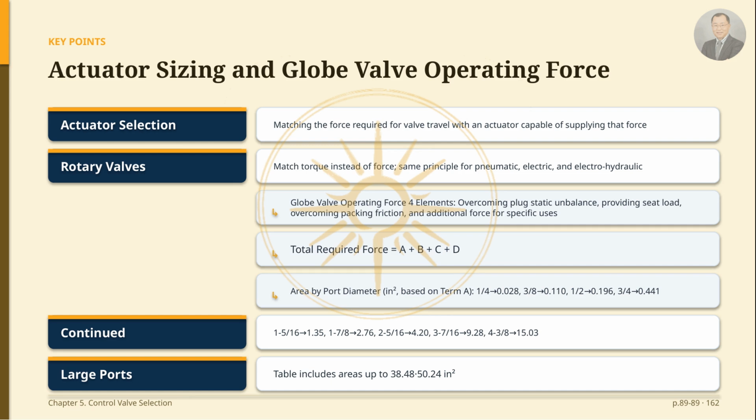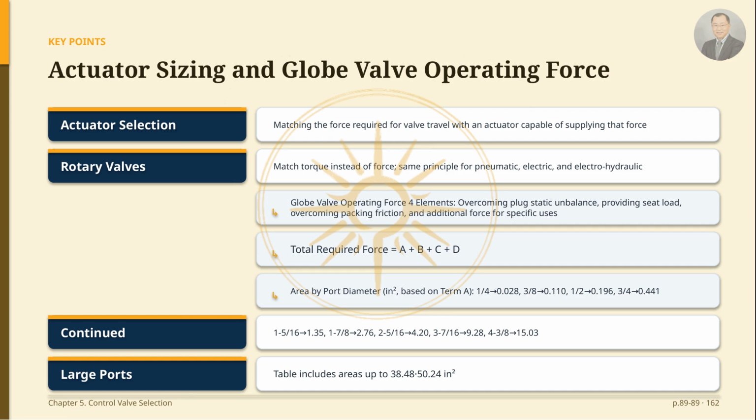A table is also provided showing the area by port diameter, which serves as the basis for calculating the unbalanced force in term A. A quarter inch is 0.028, 3/8 in is 0.110, 1/2 in is 0.196, and 3/4 in is 0.441 square inches.